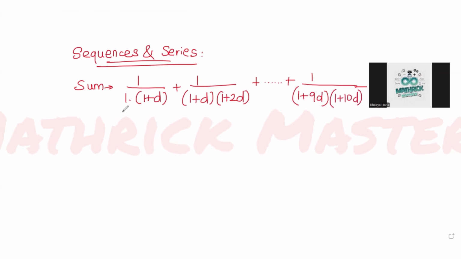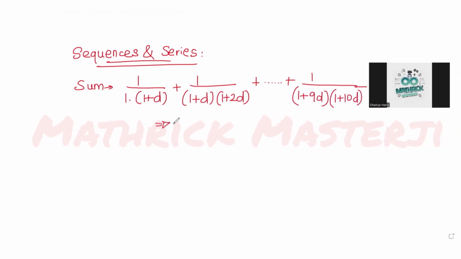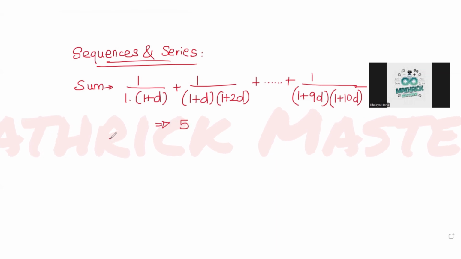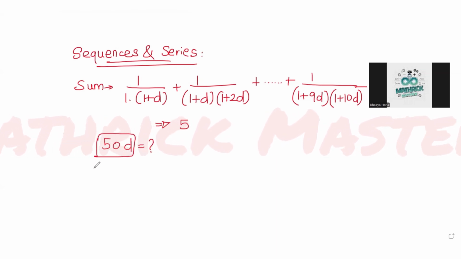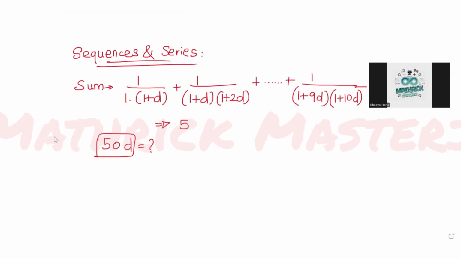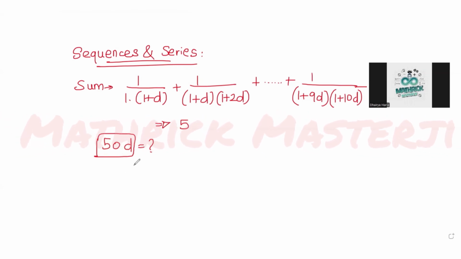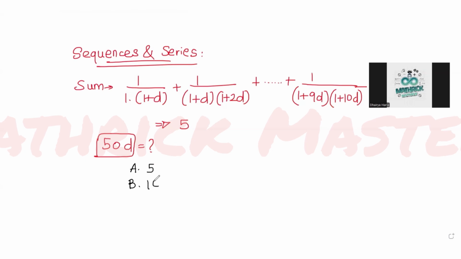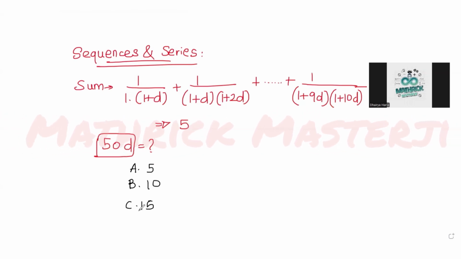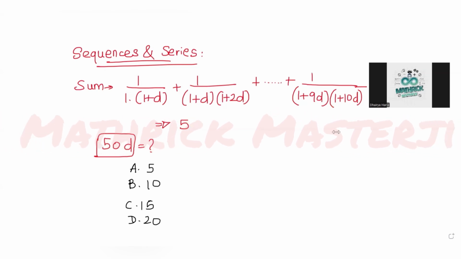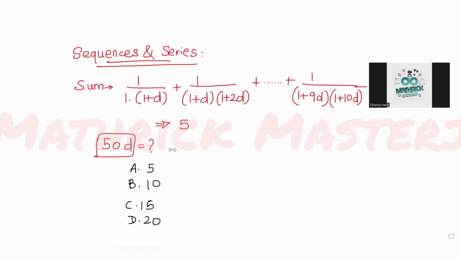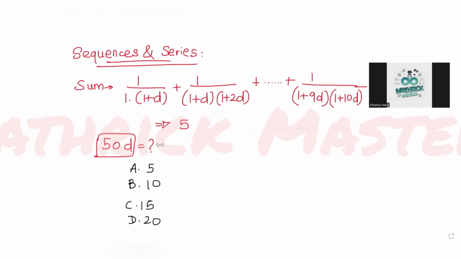Now the question tells us that if the sum of this entire thing is equal to 5, what is the value of 50d? That's the question asked to us. The answer choices we have been given are 5, 10, 15, and 20. So we need to figure out which one of the answer choices is the correct answer for this question.